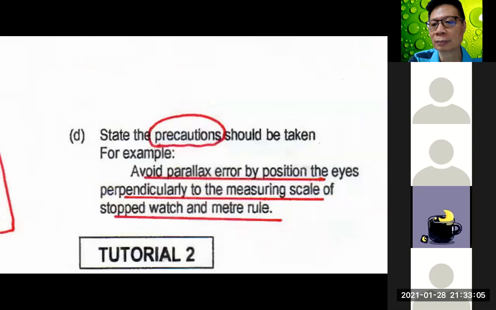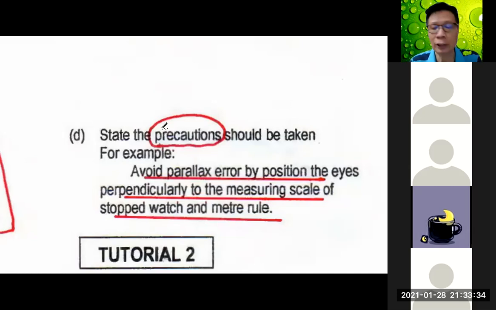Means the eyes is not parallel to the reading. Yes, correct. Your eye's position is wrong. When you are looking at the scale from the wrong direction, I mean your eye's position is wrong. That is called parallax error. Understand? Okay. So all the experiment you can give this as a precaution.